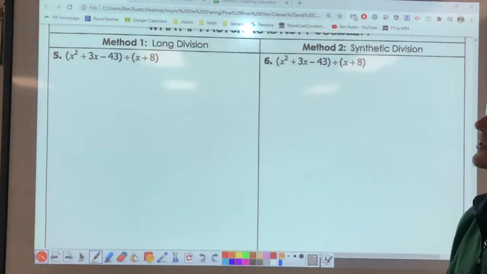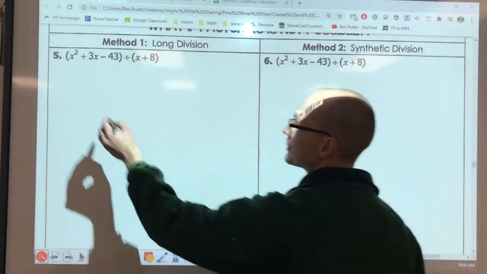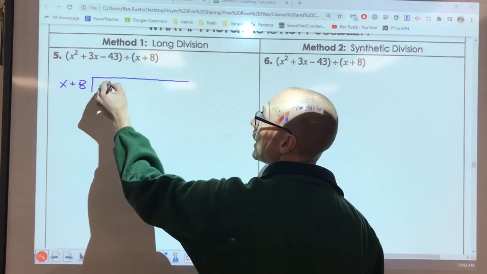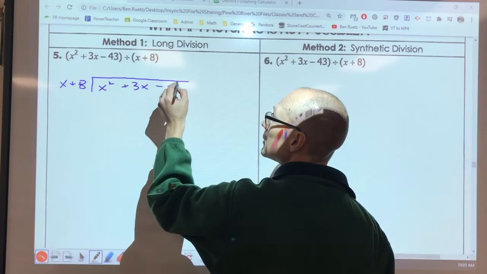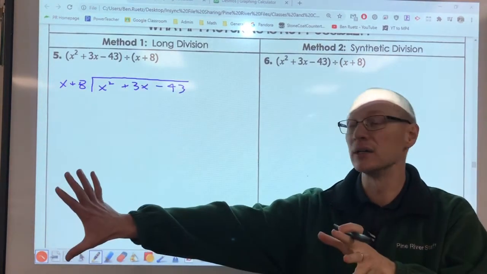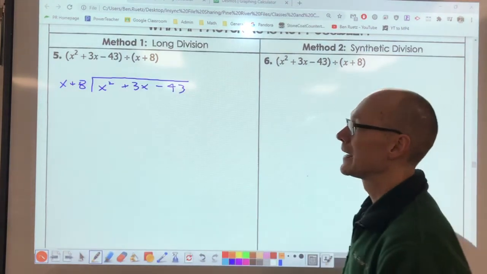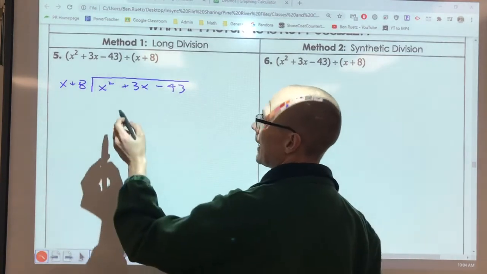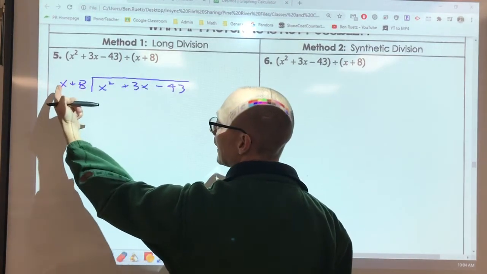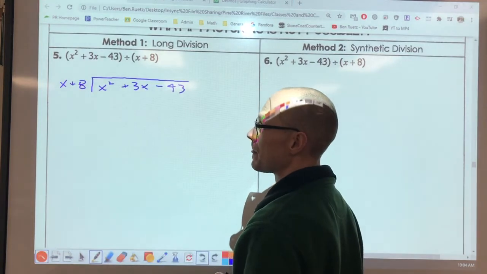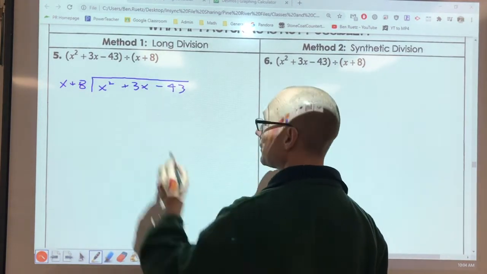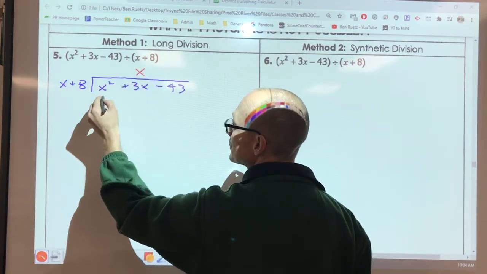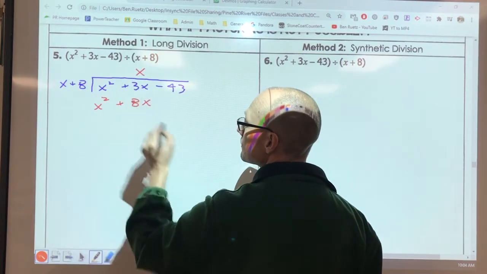For this number 5, I will set it up the same way, where I have x plus 8 divides into x squared plus 3x minus 43. And I always focus on the leading parts. Always focus on the x. I want to line up things so we can subtract. So I ask myself, what times x gives me x squared? Well, that would be just plain x. So I'm going to put an x right up here. And now x times x plus 8 is x squared plus 8x.